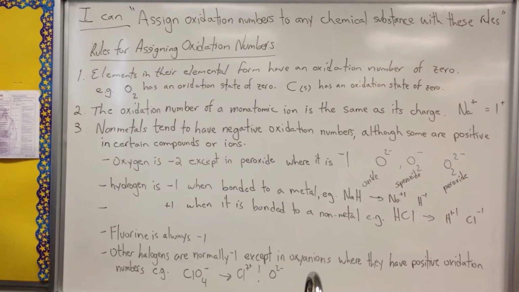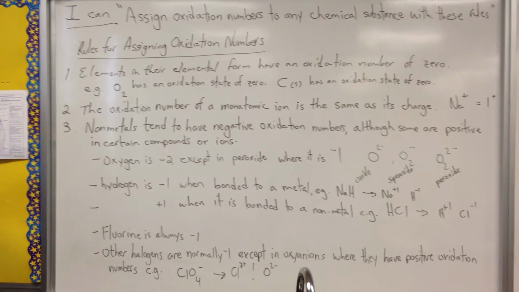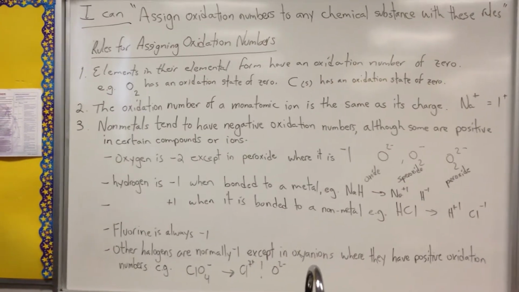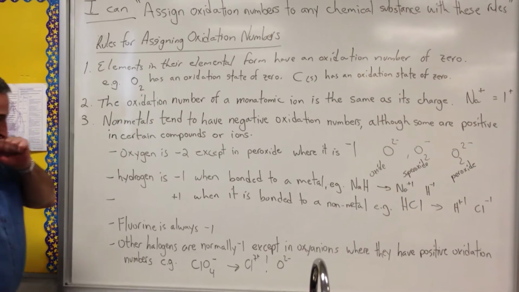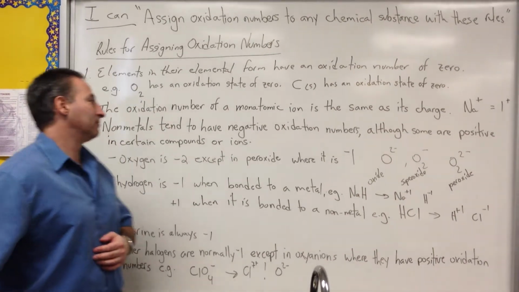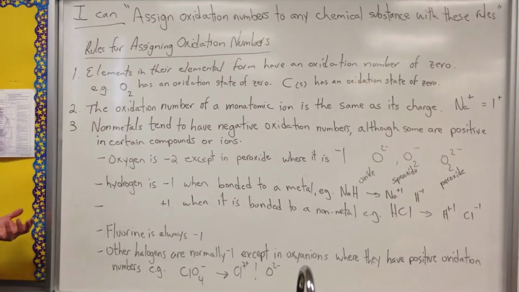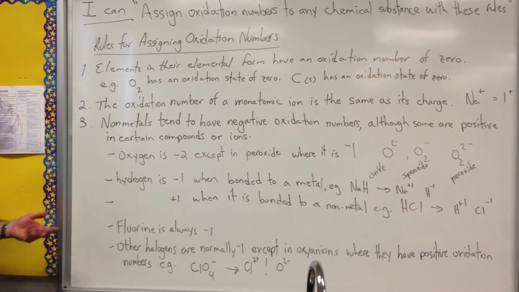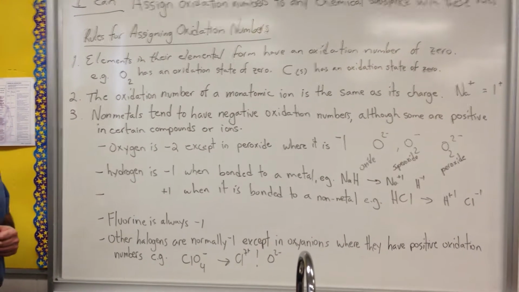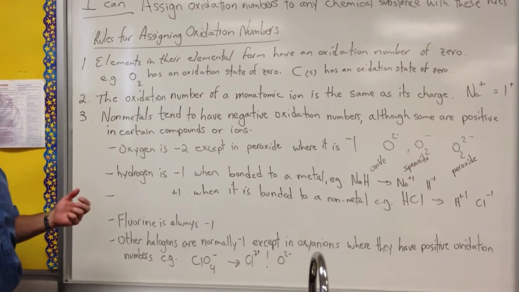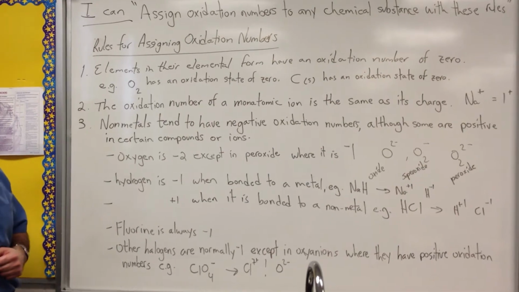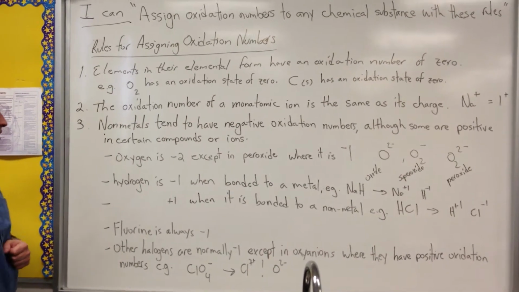Second rule, the oxidation number of a monatomic ion is the same as its charge. So a sodium cation with a charge of +1 has an oxidation state of +1. Calcium in the state as an ion would have a +2 oxidation state, and so on. The ferric ion would be an oxidation state of +3. The ferrous ion would have an oxidation state of +2.